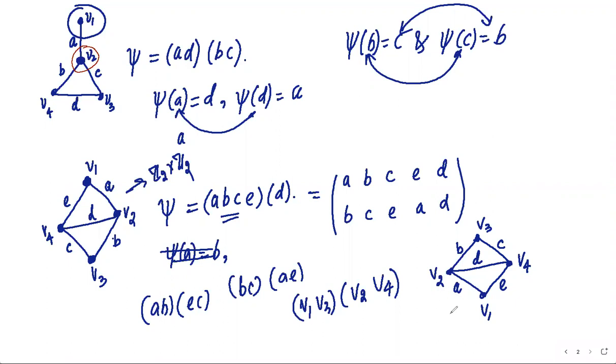So now what is the edge automorphism? A is mapped into C, because C is here, and C is mapped into A. So this kind of automorphism is formed. Now B is here and E is here, so B is mapped into E, and E is mapped into B, and D remains fixed.